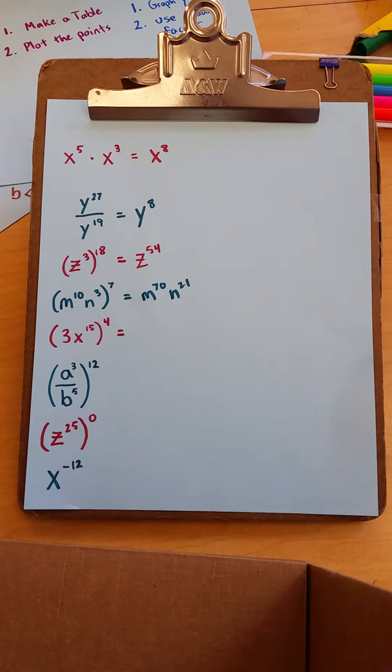Next we have another power of a product. This time there is a coefficient. Because of the parentheses, the 4th power goes to the 3. 3 to the 4th is 81, and 4 times 15 is 60.